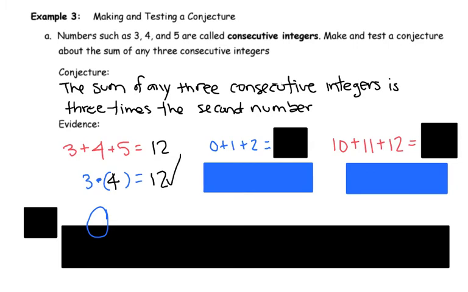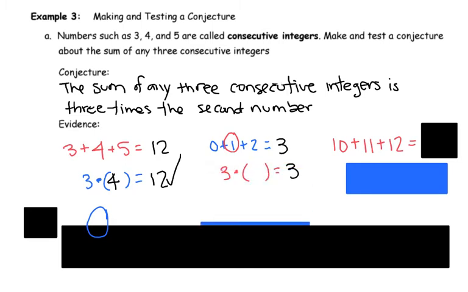But let's try another set. I have 0, 1, and 2. Consecutive numbers, 3 of them. 0 plus 1 plus 2 equals 3. Our second number is 1. So according to the rule, 3 times 1, that's what my conjecture states. 3 times 1 equals 3, which is the sum. So far, so good. Let's just try another one.